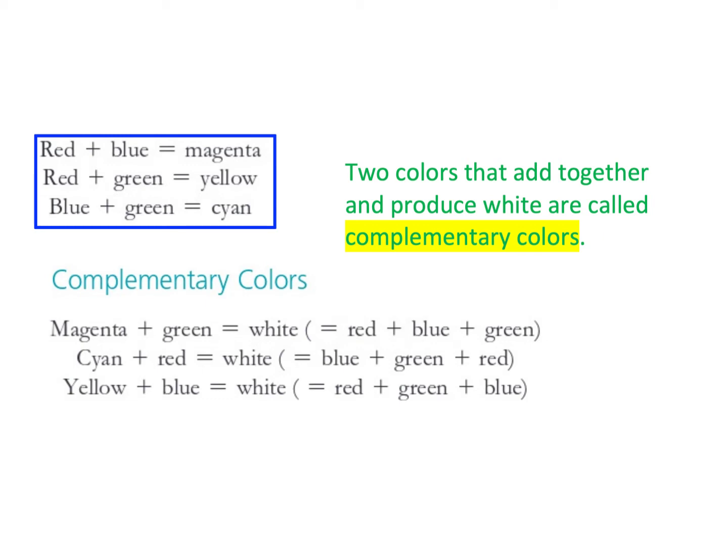Some other examples, cyan plus red gives you white, and yellow plus blue gives you white. Again, for example, yellow is red plus green. Red plus green equals yellow. Red plus green plus blue gives you white, and that's what we see here. So again, complementary colors are two colors that when you add them together, they produce white light.